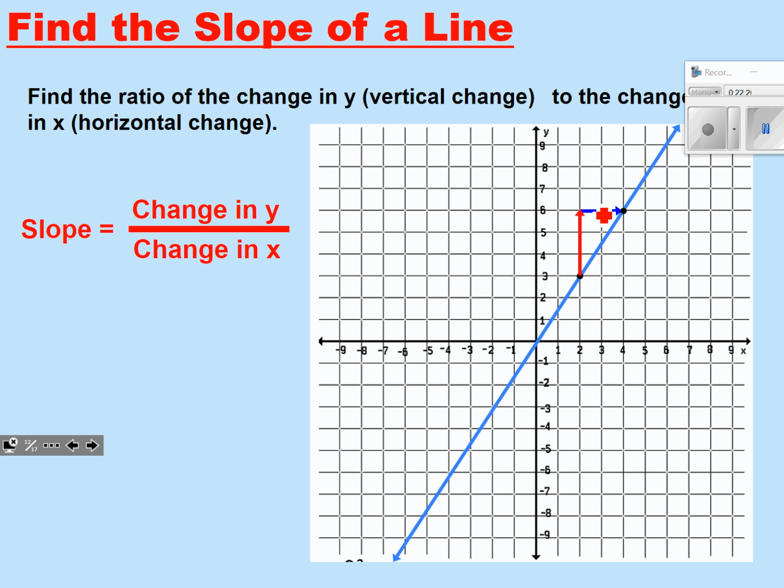Now in this example, they drew a triangle a little differently, but you could have drawn a triangle like this. So its vertical change is 3, its horizontal change is 2. So the change in y, vertical change, is 3. Change in x, horizontal change, is 2. So the slope is 3 to 2. Hopefully that wasn't too difficult. Let's go to the next example.